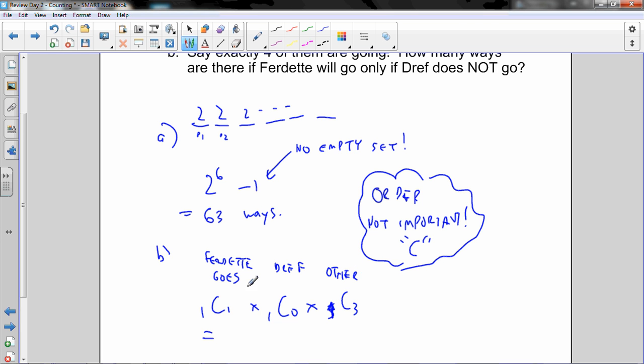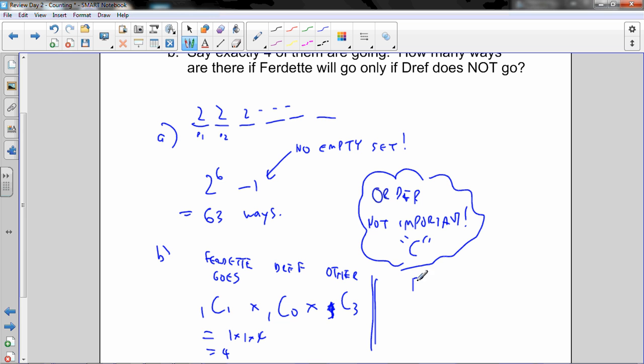That was our general strategy, right? Satisfy the restriction, fill in the spots. 6 people in total, 4 get to go. That's just 1 times 4 is 4 ways if Fredette goes.